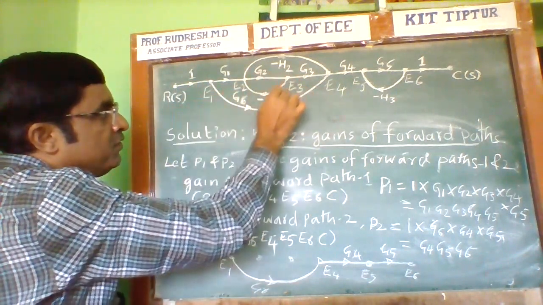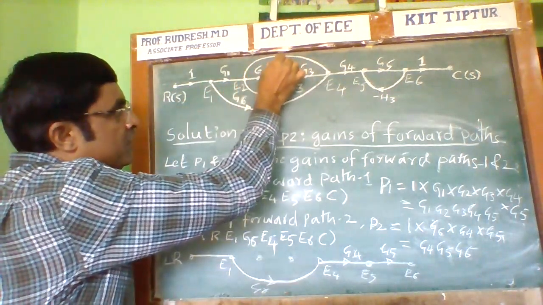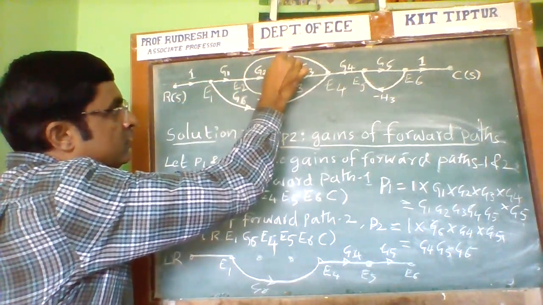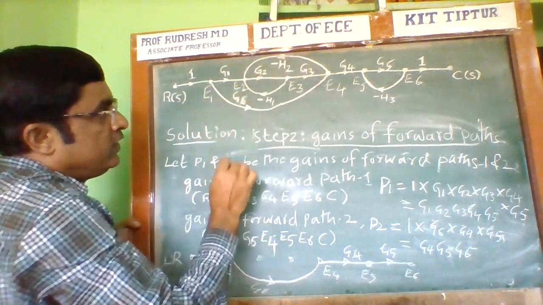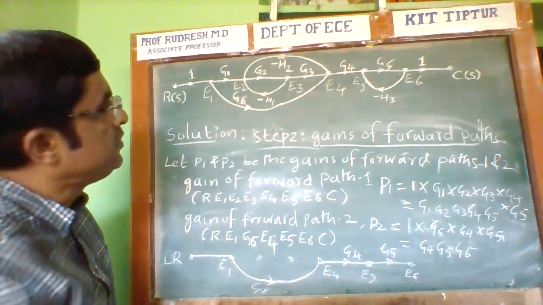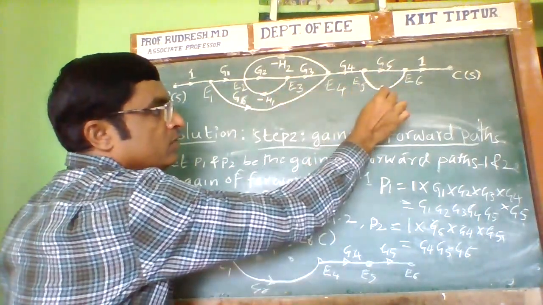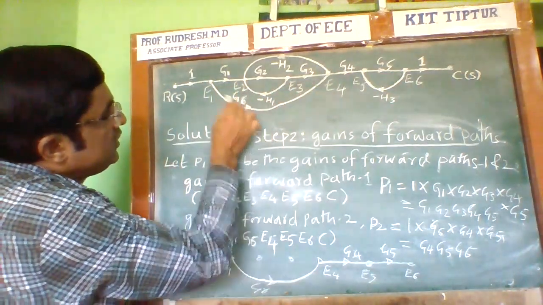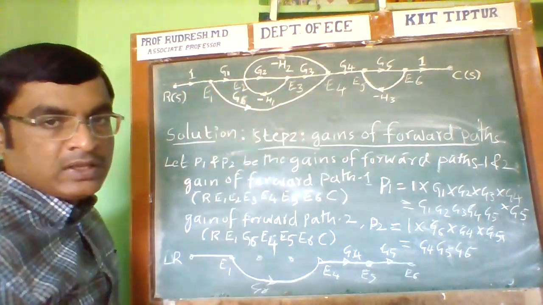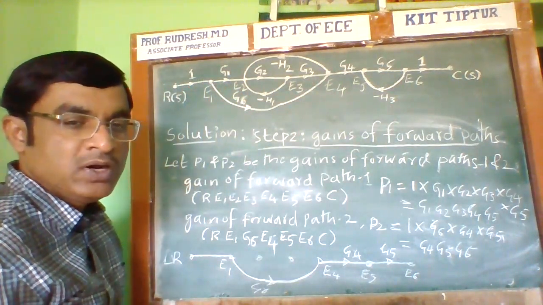So this is not a forward path, and this is also not a forward path because the direction is opposite. This is also not a forward path because the branch directions are opposite. Only this one comes in the same direction. That is why identification of the forward path is very important.